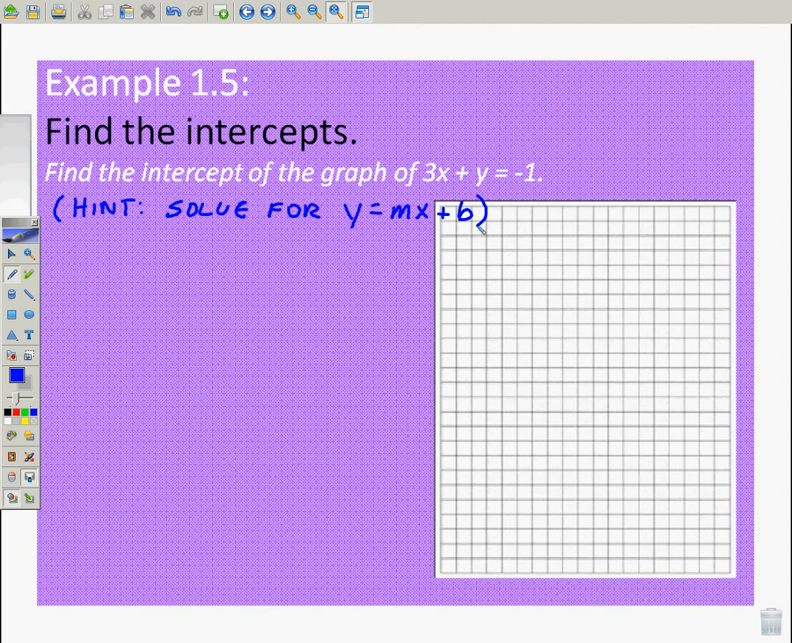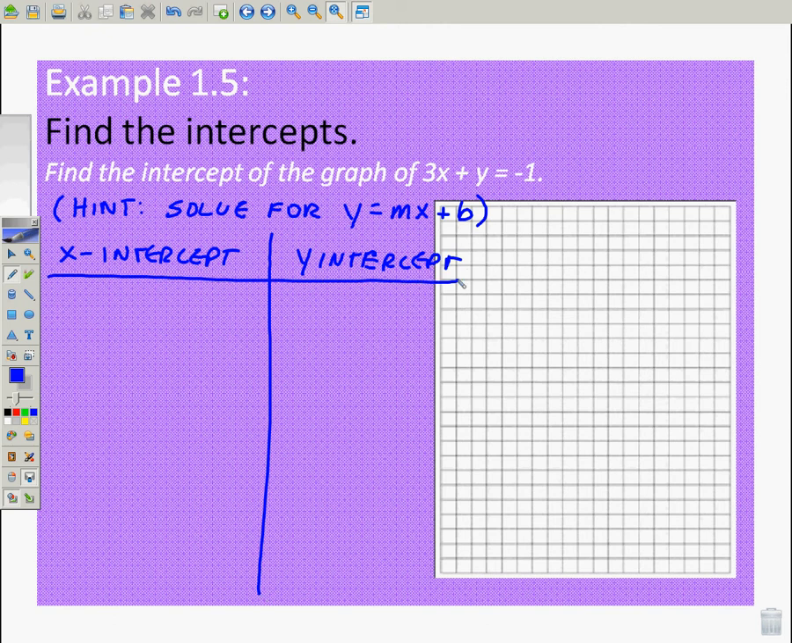Okay, I'm assuming you paused the video, or maybe you didn't, and you just want to see what it looks like to do this. We're going to find the x and y-intercepts. So x-intercept, y-intercept. For the x-intercept, we're going to let y equal 0. Up here off to the side, I'm going to solve for y.